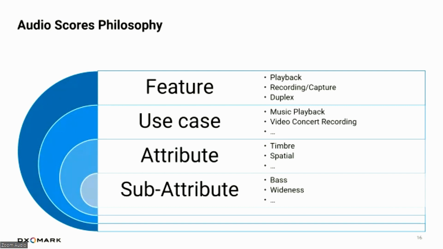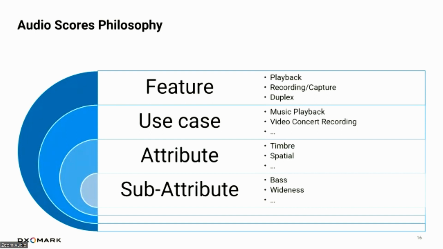So for example, for smartphone, we may have music playback, games, concert recording, selfie videos, and so on. Then what we do is we split by attributes, which are taken from the industry. So we split all of the evaluations that we do into multiple attributes: timbre, spatial, dynamics, volume, and artifacts. And we may add a bit more depending on the products, but those are the main 5 that we use.